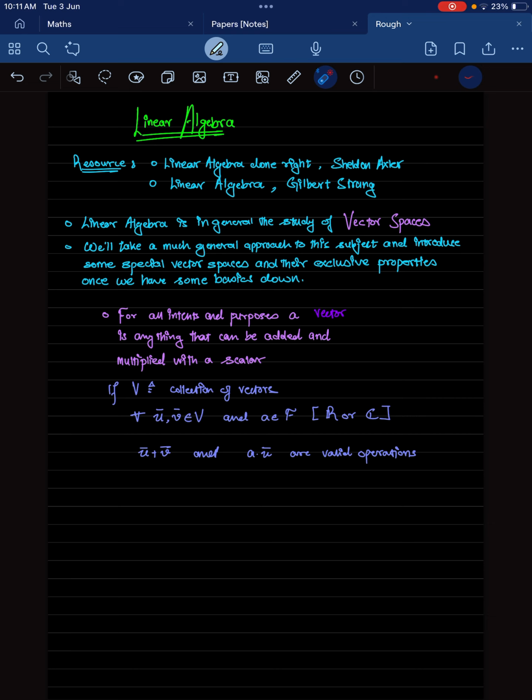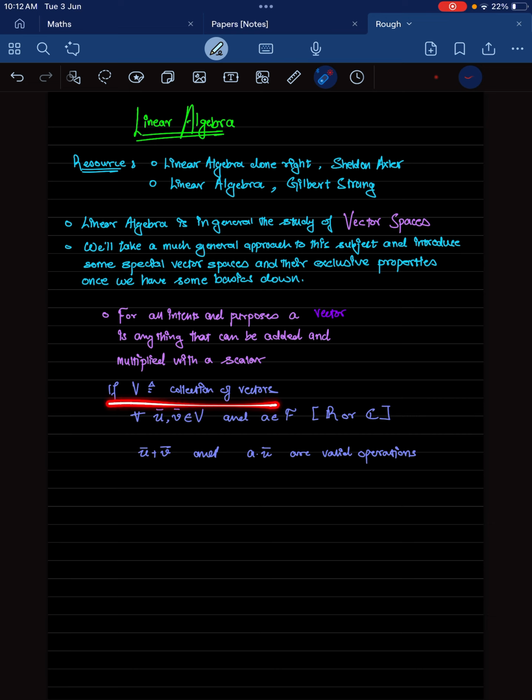Alright, so let's just ask ourselves one thing. What exactly is a vector space? Or in fact, what exactly is a vector? So forget the arrow that points in some direction, all those things. For all intents and purposes right now, a vector is anything that can be added together, added with another vector, and multiplied with a scalar.